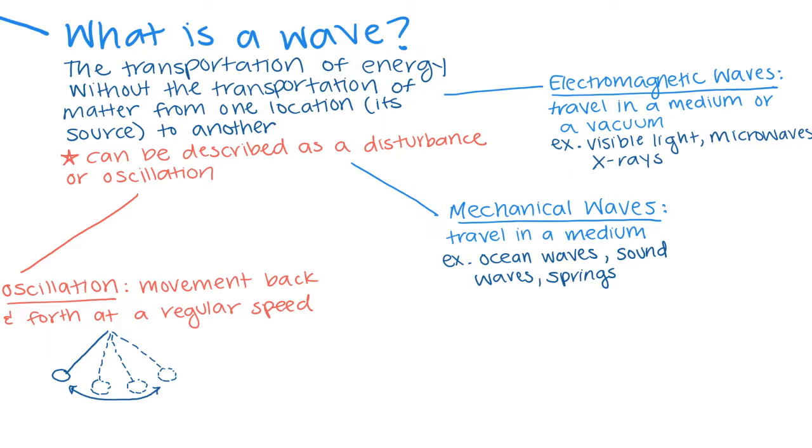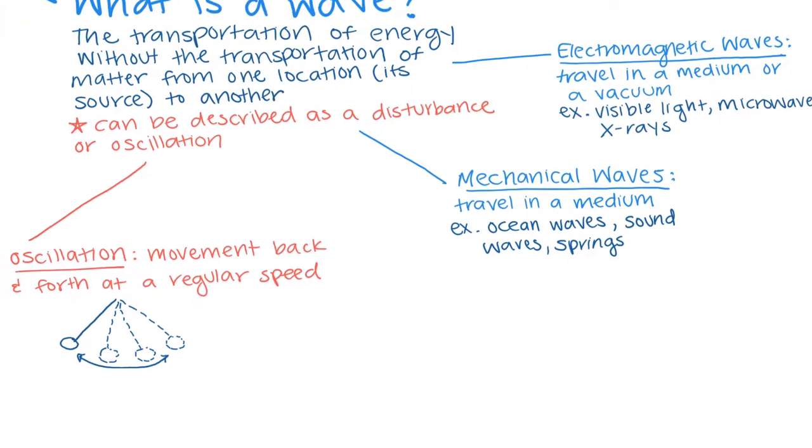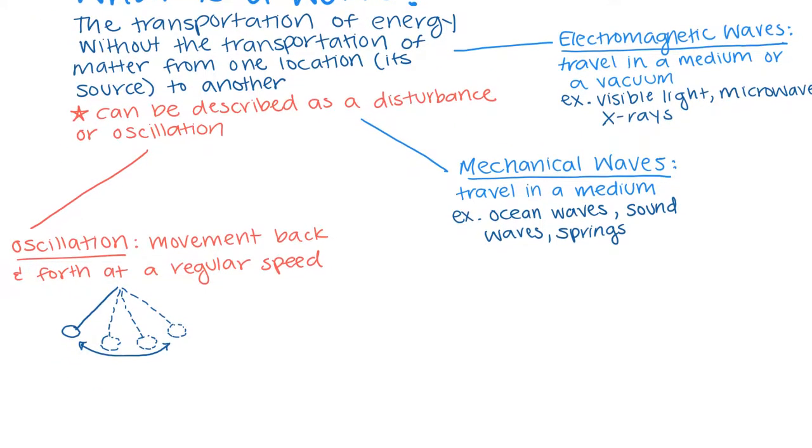A wave can also be described as a disturbance or an oscillation. So let's talk about what an oscillation really means really quickly. An oscillation is movement back and forth at a regular speed. If you have ever gone on a swing set, that's an example of oscillatory motion, right? On a swing set, you are moving back and forth, right?